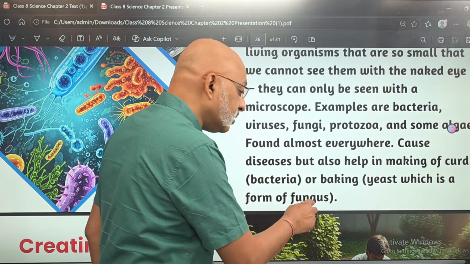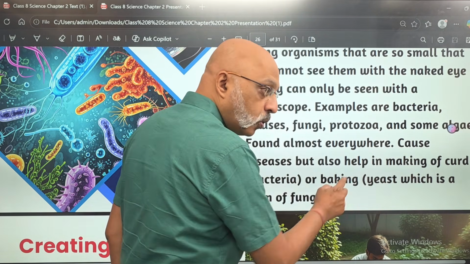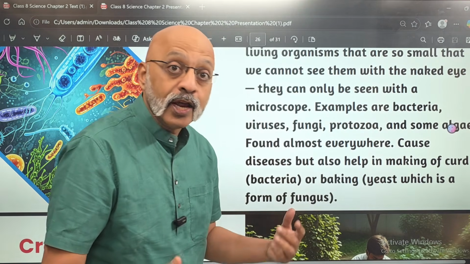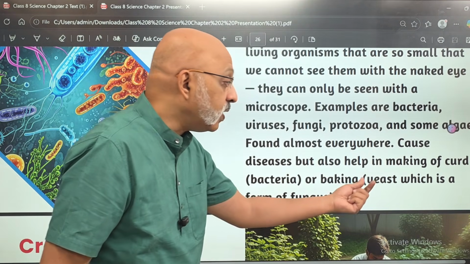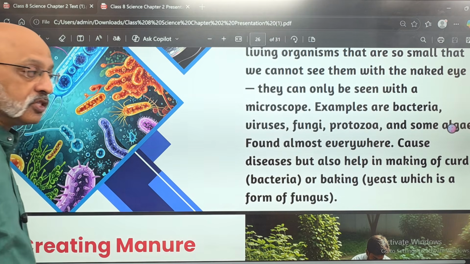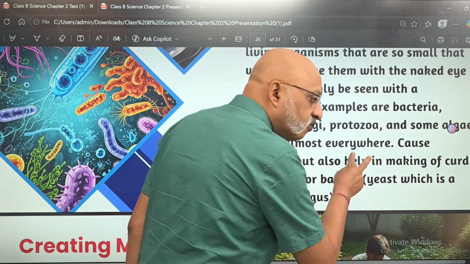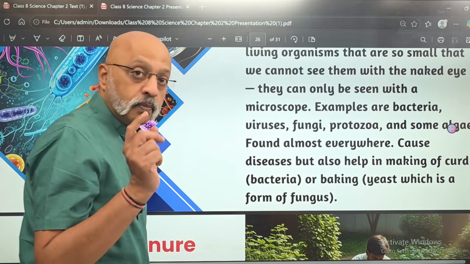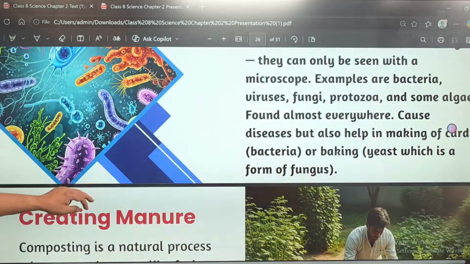Similarly, you have another fungus called yeast. Okay, yeast is something which is mixed when you are baking a cake. That's where yeast also comes in handy. So that's a form of fungus. So if you are asked about the advantages of a fungus or a bacteria, this is what you need to mention. I will talk about it in slightly more detail.